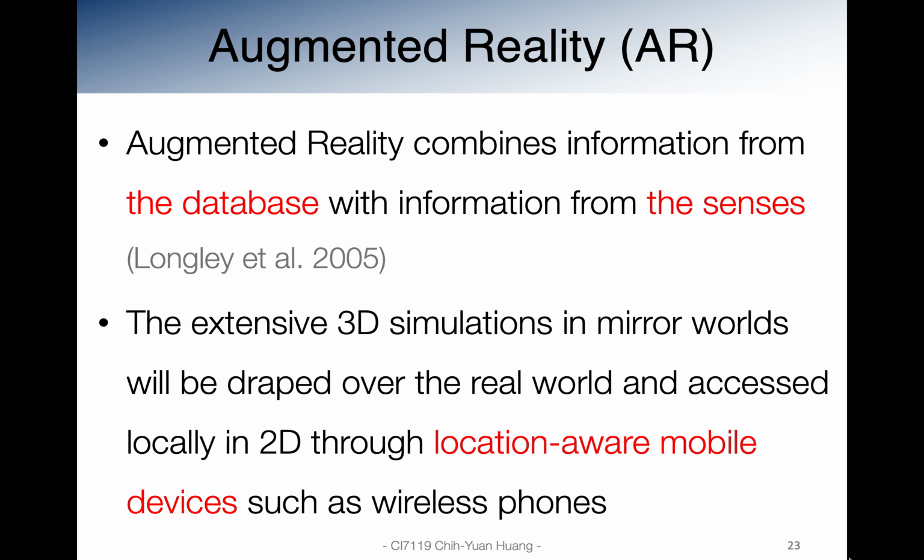It could be a mirror world, or it could be a virtual world. However, AR tries to combine the information from the information world, from the database, with the information from the senses, which means the real world. One example of AR is Pokemon Go, which I believe many of you have tried before.